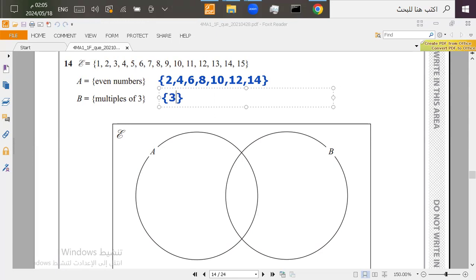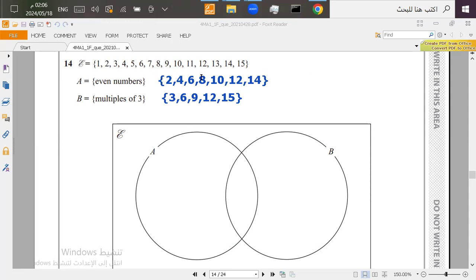Multiples of 3. The first one is 3. And then after 3, we have 6. And then 9. And then 12. And then 15. These are the multiples of 3, and these are the even numbers. Focus on the numbers in common.